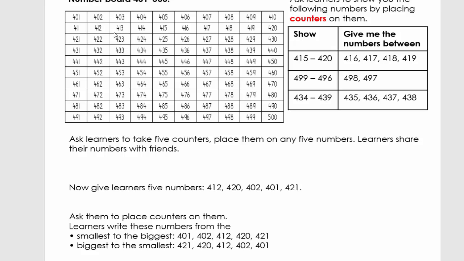Let's move to the next one. 412, 420, 421. We do that so learners also identify the patterns on the number board. Because if 401 and 402 is here, 412 will always be there because we just add another 10. So I want you to pause here and then do these activities every time where you put or you place 5 counters on the number board. It's time to pause.